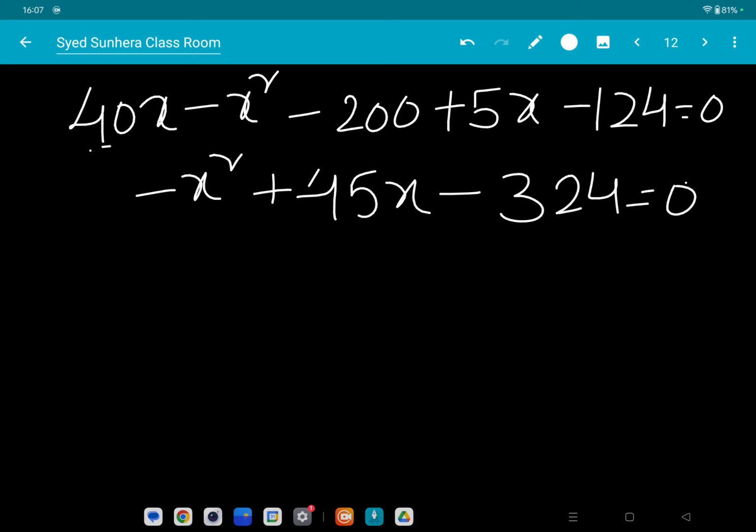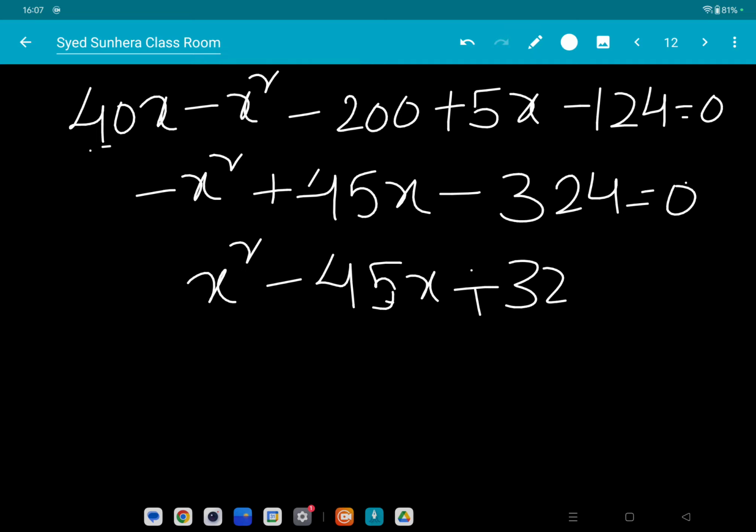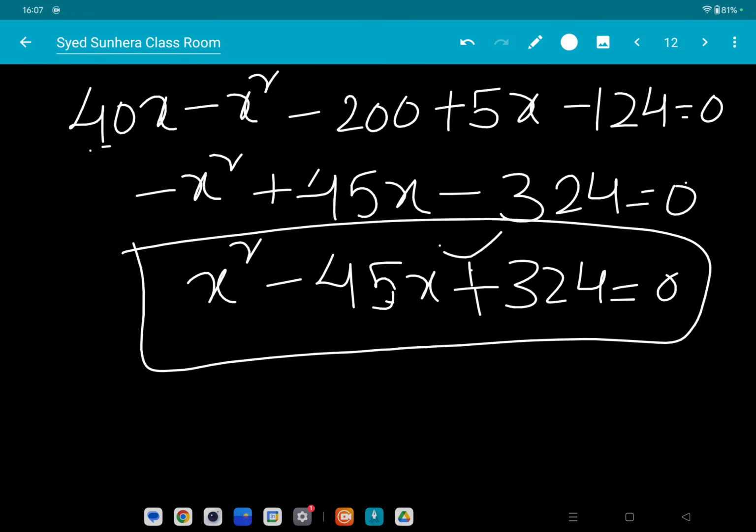If I take minus as common, I will finally get x square minus 45x. If I multiply with minus, then I'll get x square minus 45x plus 324 is equal to 0. This is our required equation. Here the degree is 2, so this is a quadratic equation. Now coming to another question.